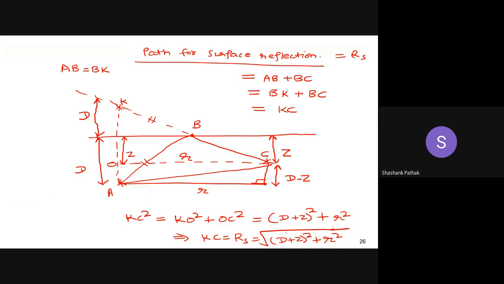Okay. So now everything is matching: D plus Z square plus R square. So we have our path for surface reflection and path for direct wave. Now we are coming to the third thing. What is the third thing? Third length, layer reflection. Path for layer reflection. Let us say that length is RL. Now we have to compute this one, RL.